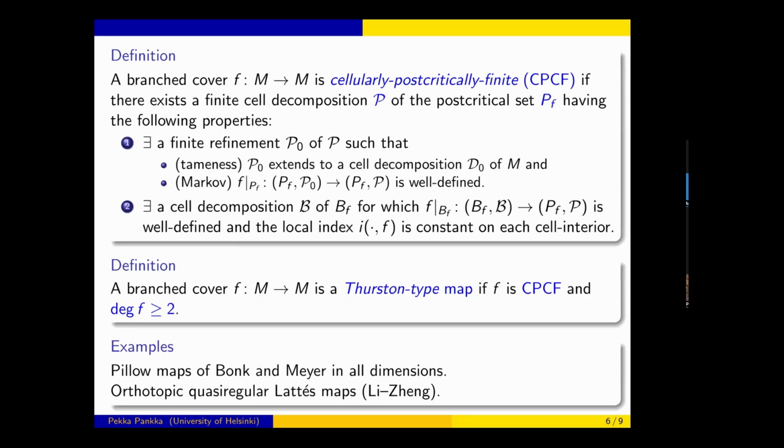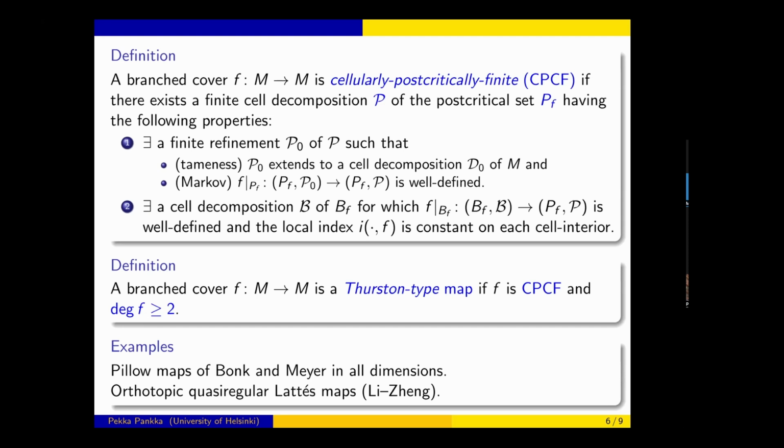Okay, and now we come to the version of the Thurston map. Perhaps a good place to start is the middle of the page, where there is this very small definition saying that a branched cover is a Thurston-type map if it is CPCF and has degree at least 2. So now you notice that if you just remove the dash type and you remove the first C from the CPCF, you have the original Thurston map definition. But then comes the question, what is the CPCF? For us CPCF is an abbreviation for cellularly post-critically finite.